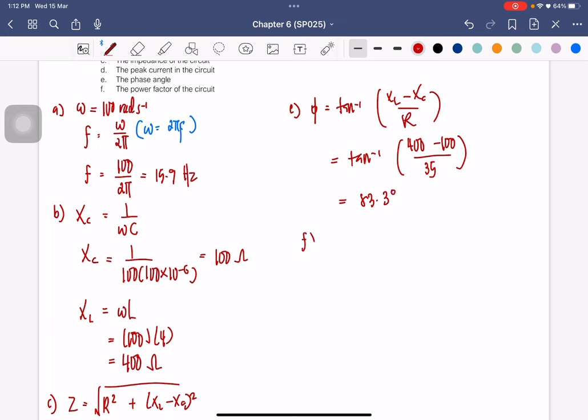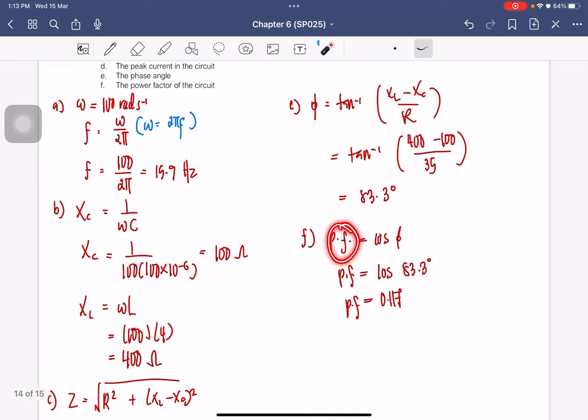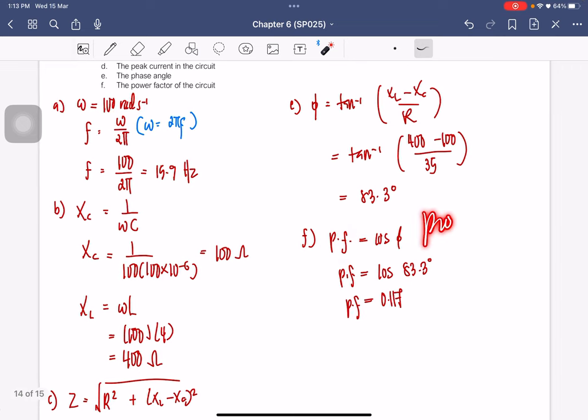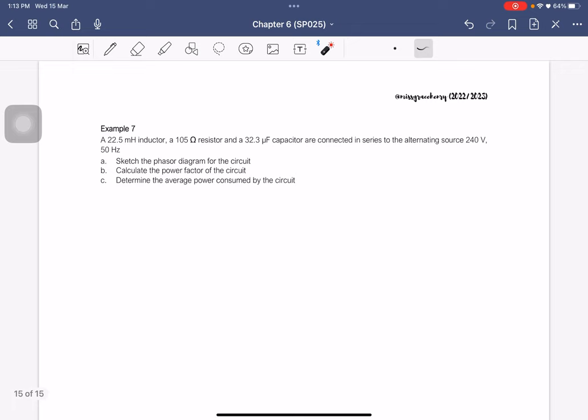Okay, lastly, the power factor of the circuit, that is just cos phi. Okay, so cos phi is just cos 83.3 degree, which will then give you 0.117 as the power factor. Okay, so you can either write as PF ataupun power, tulis full lah power factor. I'm not sure if the examiner understand PF, but I guess it's safer to write as power factor instead of PF.